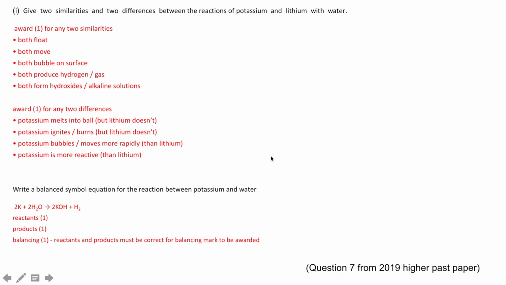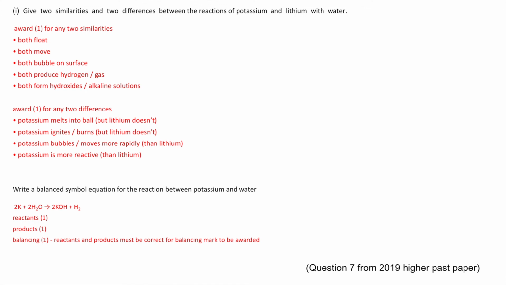Now, 2 similarities and 2 differences between the reactions of potassium and lithium with water. For any two similarities, you get 1 mark. Obviously, they both float, they both move on the surface, both bubble on the surface, they both produce hydrogen gas, and they both form hydroxides or alkaline solutions when they come into contact with water.